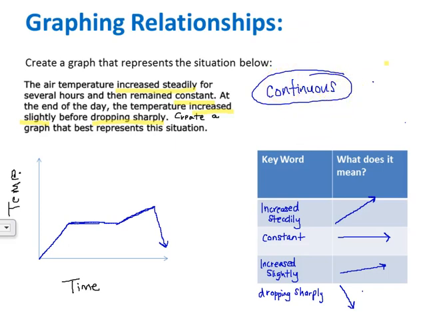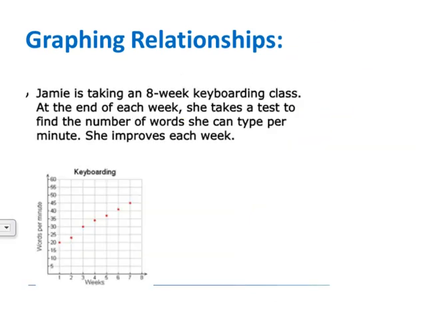Now let's go on to the next slide where we've got a different type of relationship. It wouldn't be considered continuous. So let's look at this type of graph where we're going to compare the number of weeks and the number of words that somebody can type per minute. And notice how I did that. I came down here before I even read through this situation.